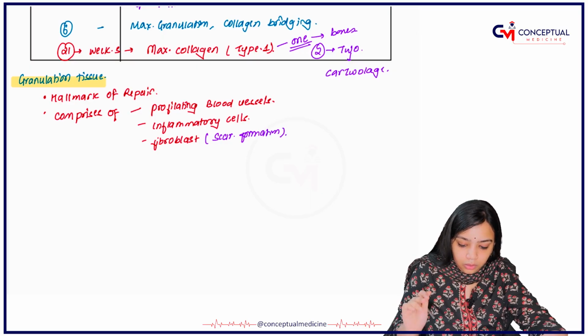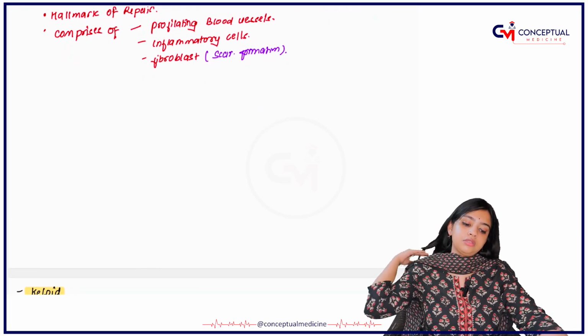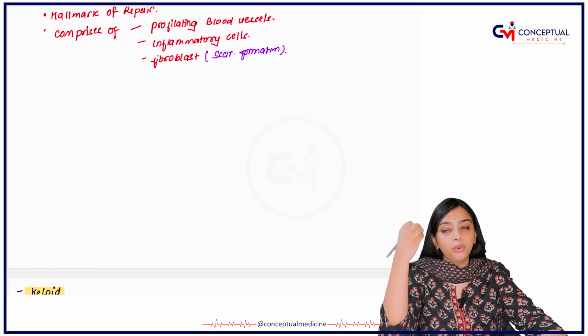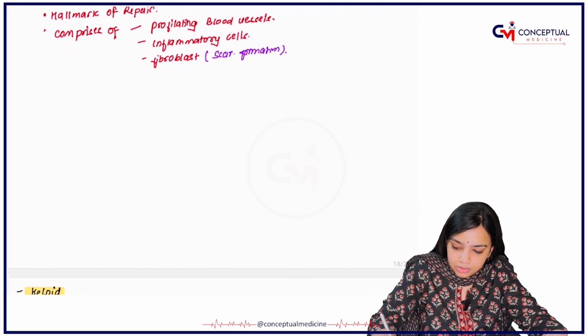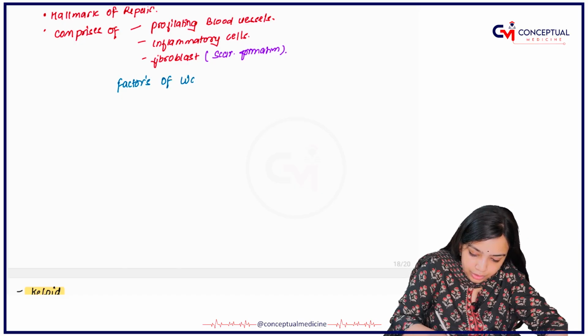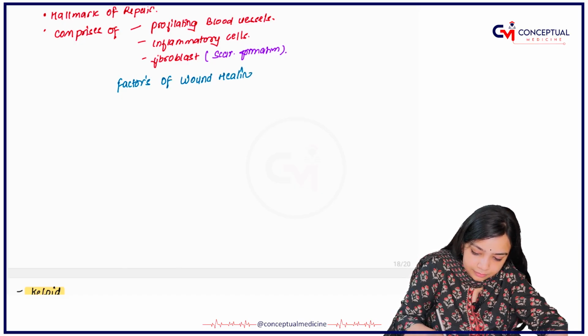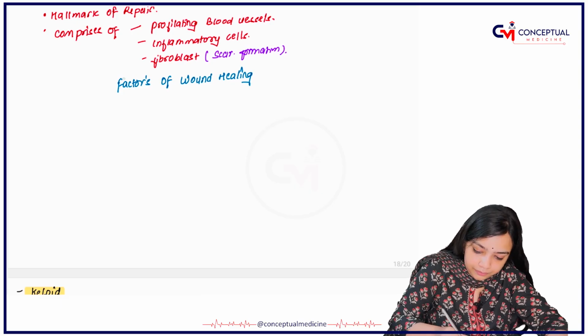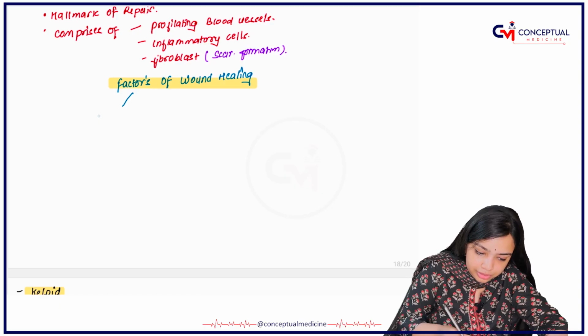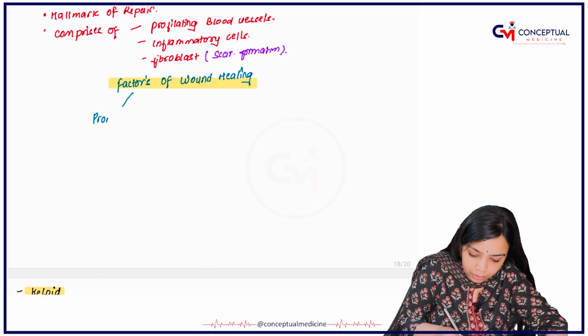Okay. Now we have certain factors that delay wound healing and factors that promote wound healing. Okay. So we will give a heading of factors of wound healing. We have mainly two factors. First one is those that promote wound healing.